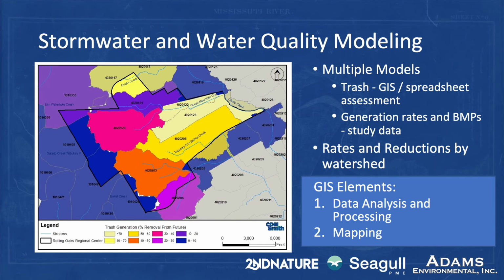So similar maps were created to show the results of analysis for the local and regional flooding and also for bacteria, nutrients, and other pollutants. But again, I am showing the trash one because it has the clearest link to the GIS information that was used.